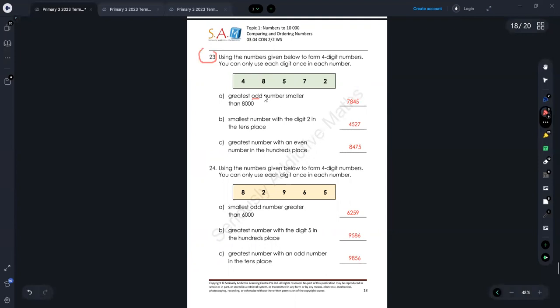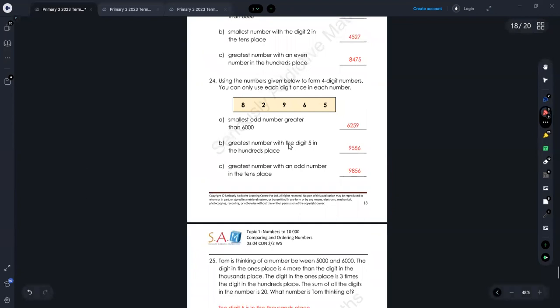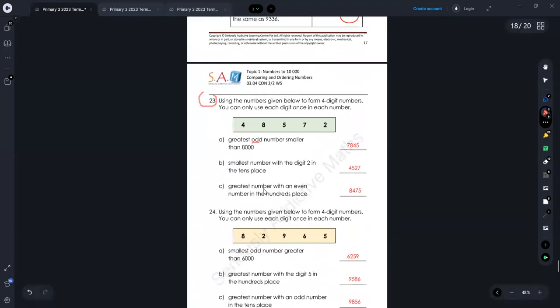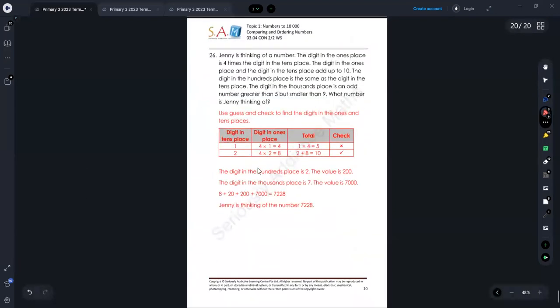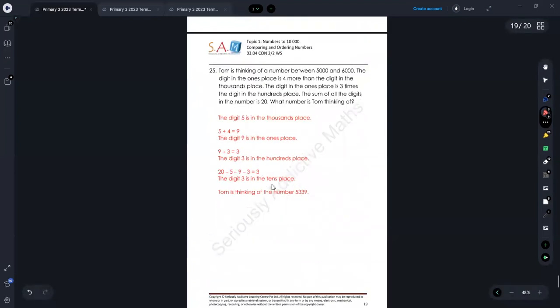All right, okay. So they have to pay attention to the instructions, right? Just do one with them. And then question 25.